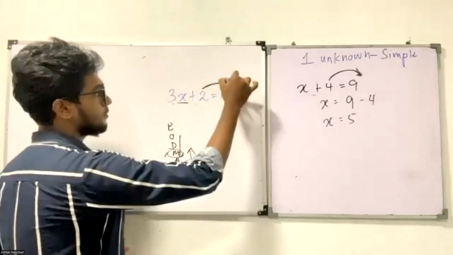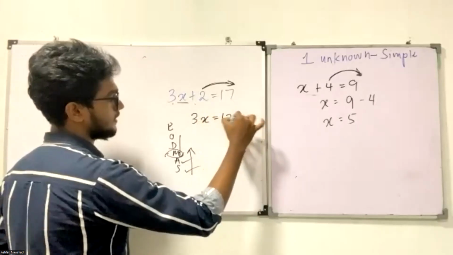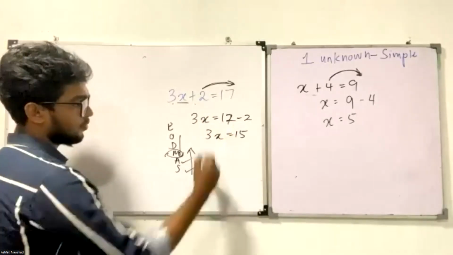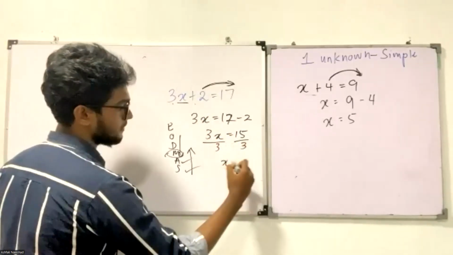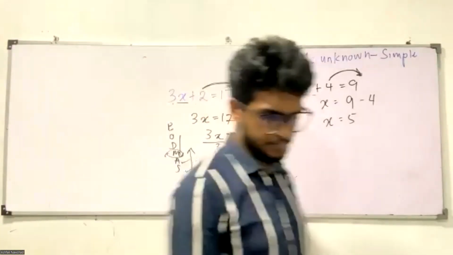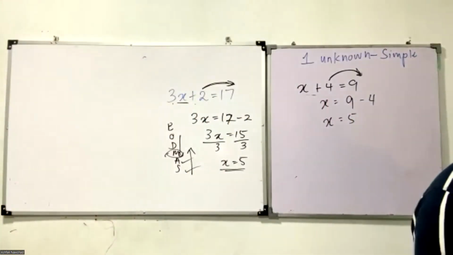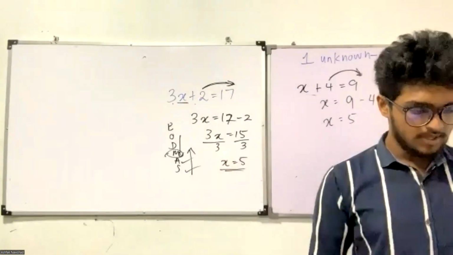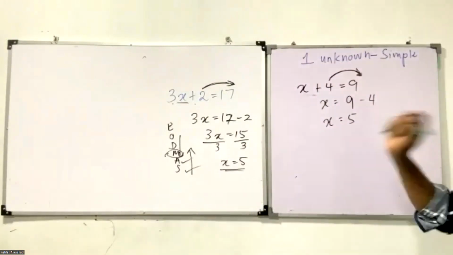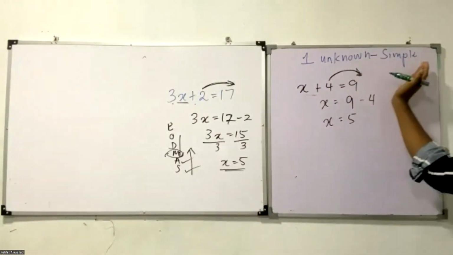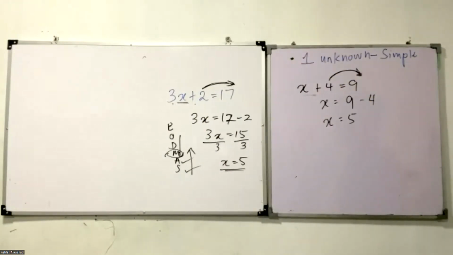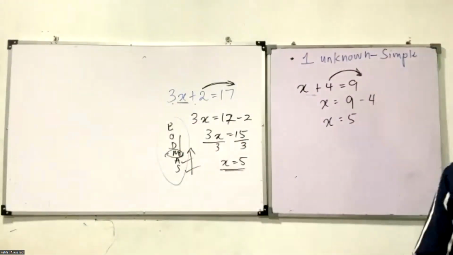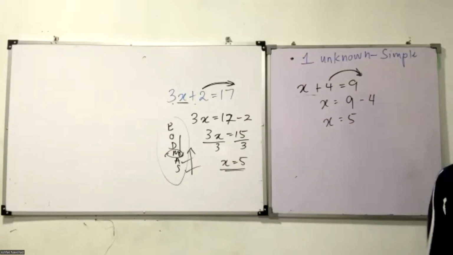See, the 2 is removed first. So 3x is equal to 17. 17 minus 2. 3x is 15. Now we can divide both sides by 3 and x becomes 5. Is this clear? Yes, x is 5. That's clear, right? So the fundamental rule for a simple equation is there's only one unknown. If there's one unknown, you can solve it using this method, or your own method, which you find accurate.